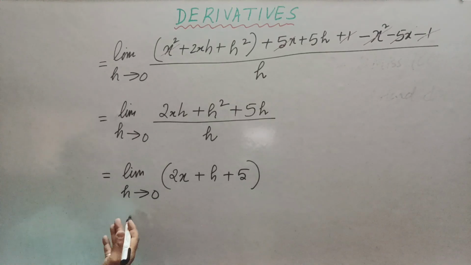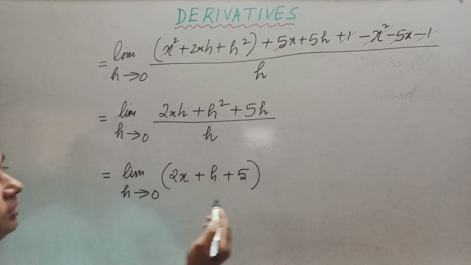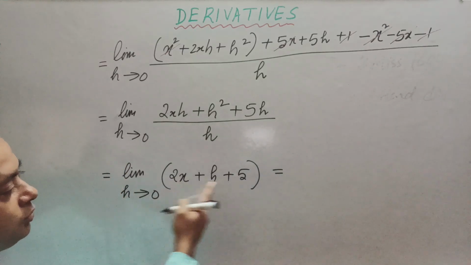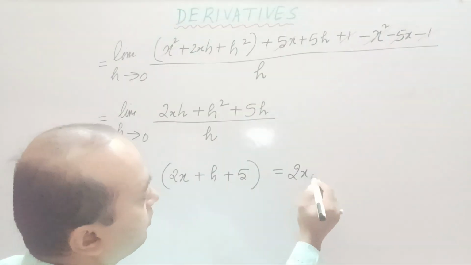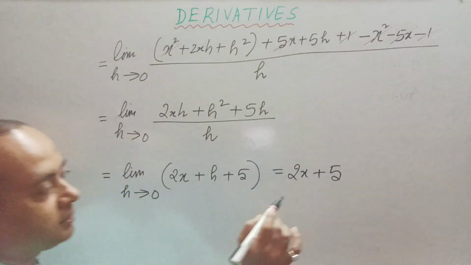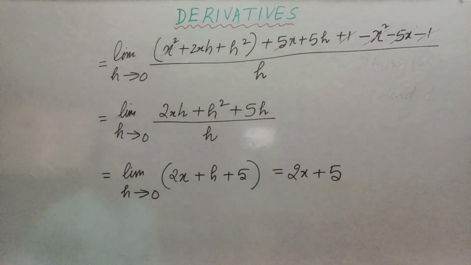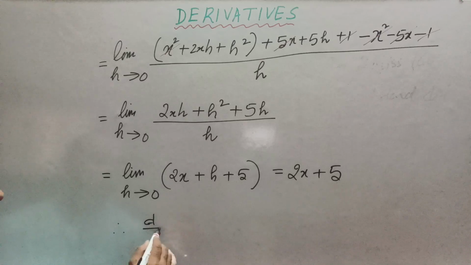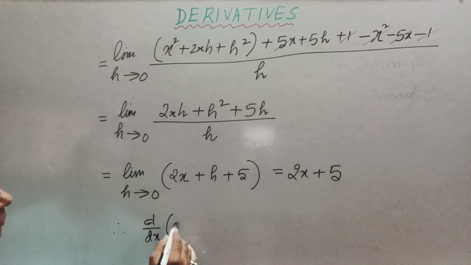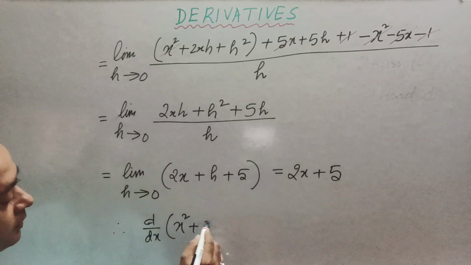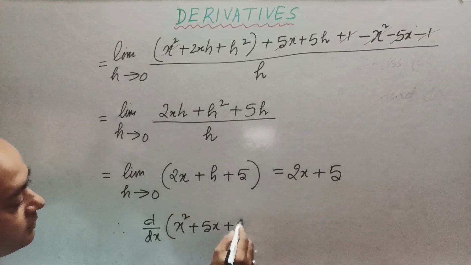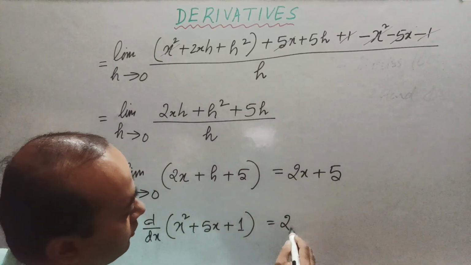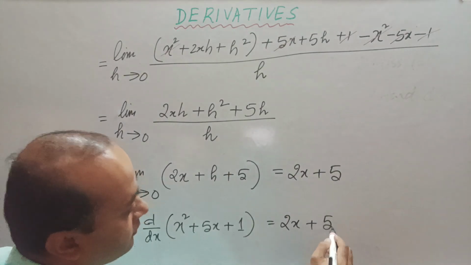When h is tending to 0, this quantity will tend to 0, so only 2x plus 5 will be remaining. Okay, so therefore what can we conclude? In our question, d/dx of x square plus 5x plus 1 is equal to 2x plus 5.